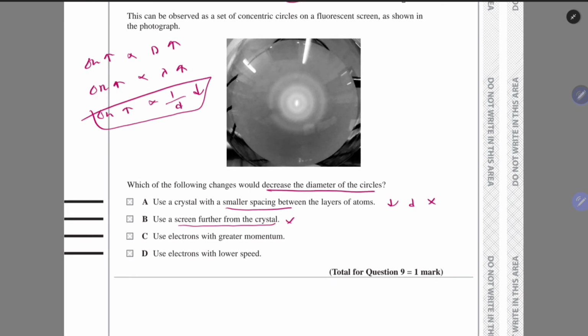Use electrons with greater momentum. How can we link this? Lambda equal to h by momentum, which is mv. So if the velocity is more, lambda is less. So if lambda is less, we will get a decrease in diameter, so this could be our option. Use electrons with lower speed. Here if the speed decreases, lambda will increase, so this is not our option. Increase in that means it will also increase the diameter. That's not our option. Option is number C.